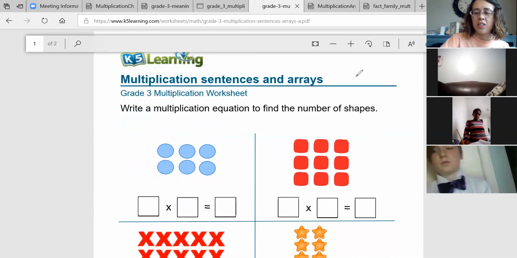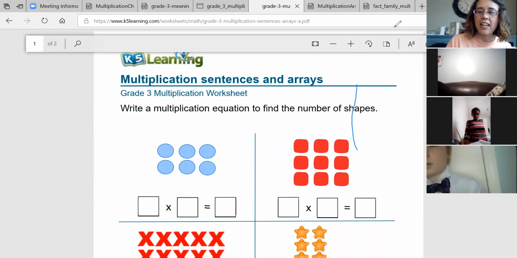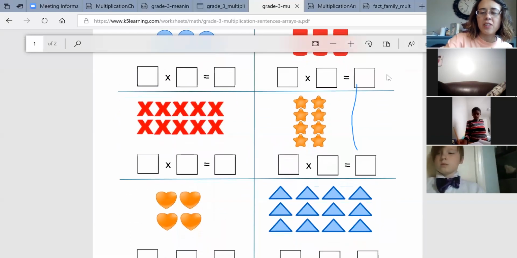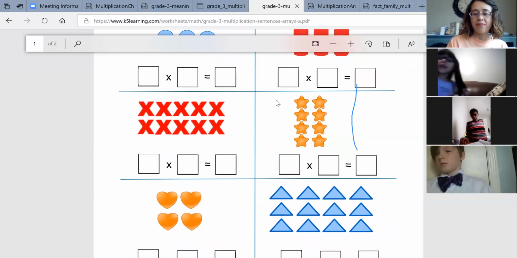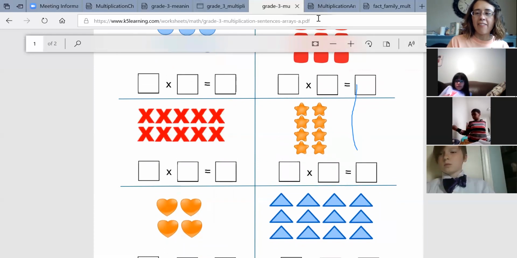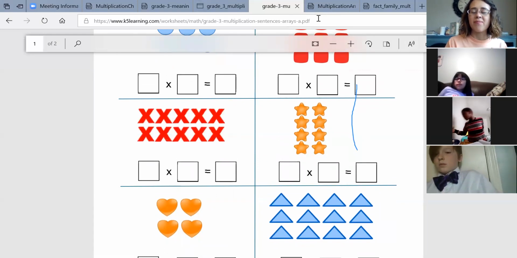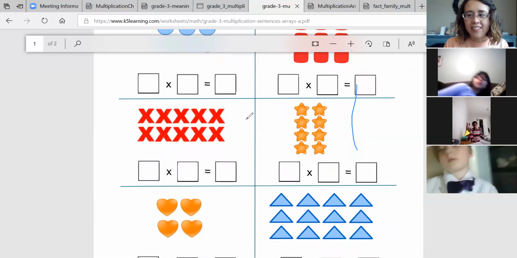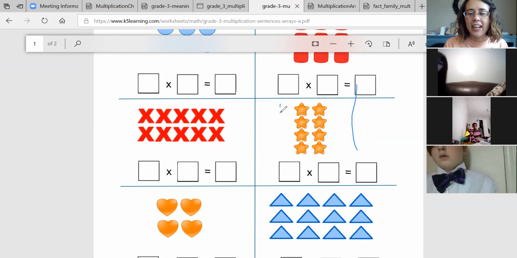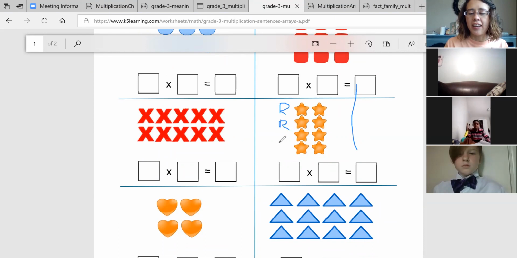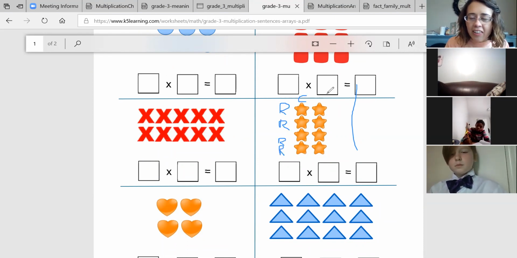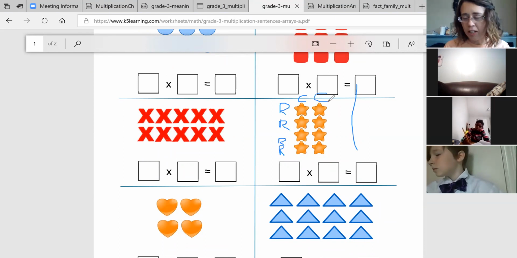And let's do the stars one. Everyone see the stars? Yes. What are we looking at first, rows or columns? Rows. Rows go side to side or up and down? Side to side. All right. So draw the stars side to side, count how many rows you have. Then look at the columns. Write your multiplication sentence, hold it up to the screen.